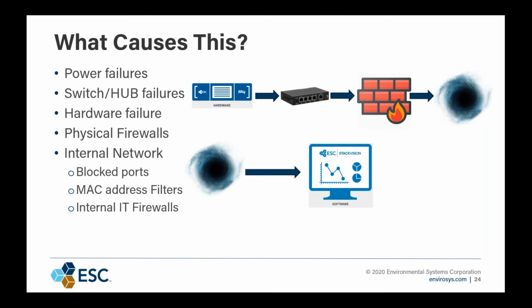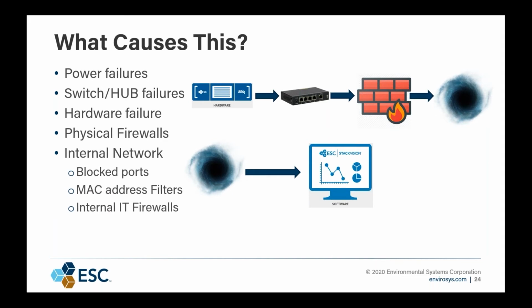So what causes this could be power failures, whether that be from your lightning strikes or your data logger just completely going out. That usually isn't the case, but there's tons of possibilities that could be there. Could be hub or switch failures. We get this one quite a bit, where the 50-year-old hub that the company's been using just gives out one day. Could be hardware failures or physical firewalls that you may have and could probably see, as these are sometimes pretty close to the hub.